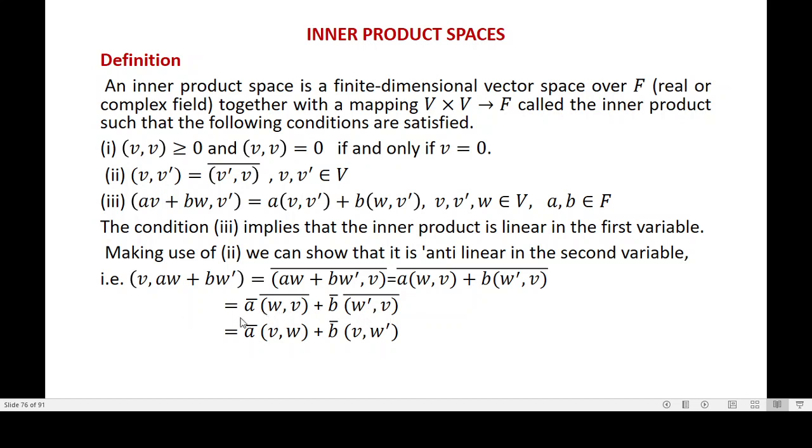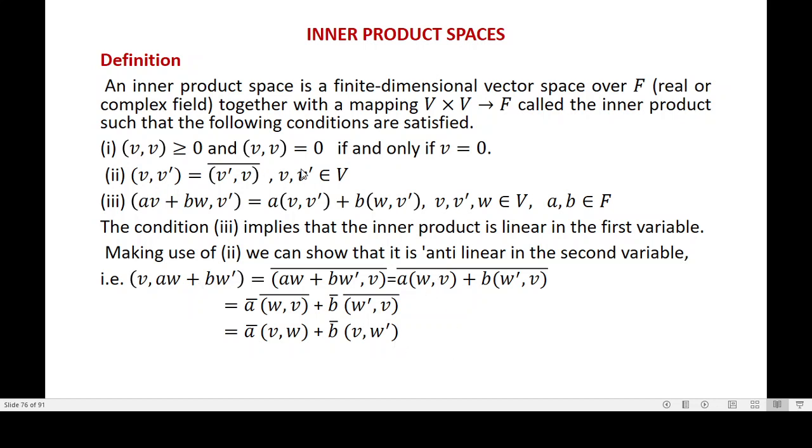But the conjugate of a bar is a itself, and this term is equal to the inner product of v comma w, right, using the second condition, plus b bar times the inner product of v with w dash. Right? So we have considered the inner product of v comma aw plus bw dash, that is equal to a bar times the inner product of v with w plus b bar times the inner product of v with w dash. Okay, that is, it is antilinear in the second variable.